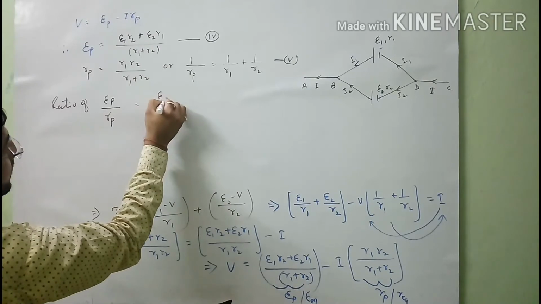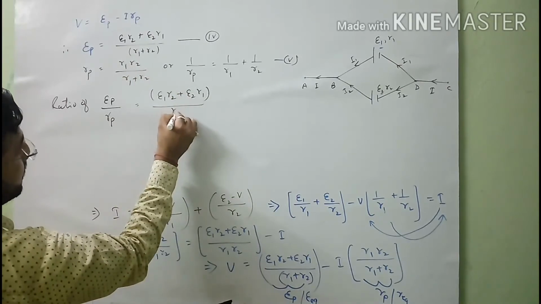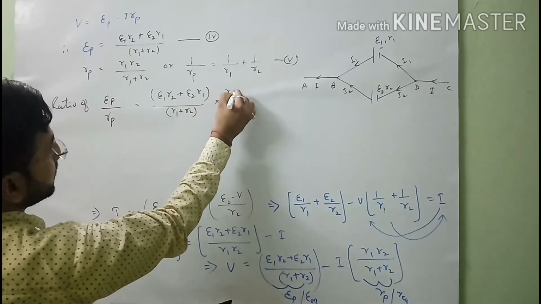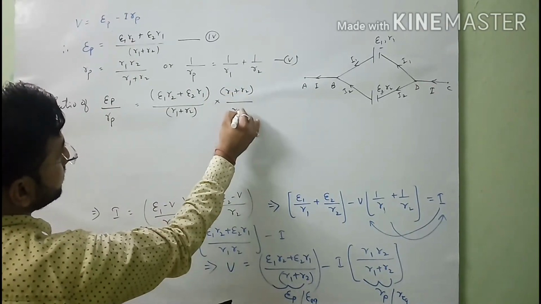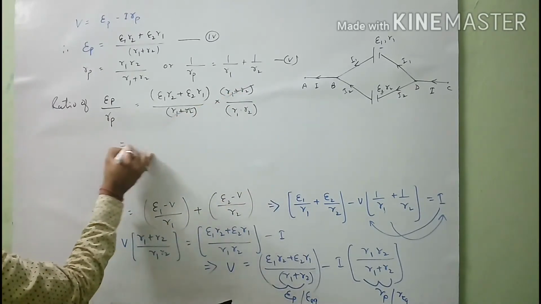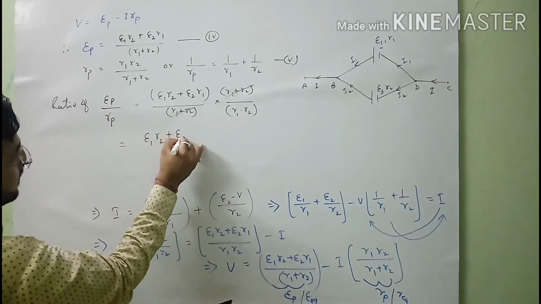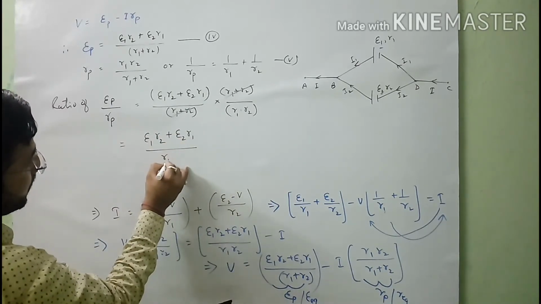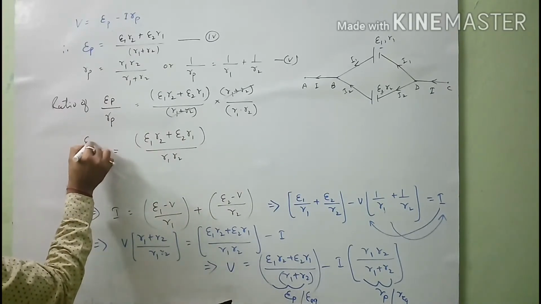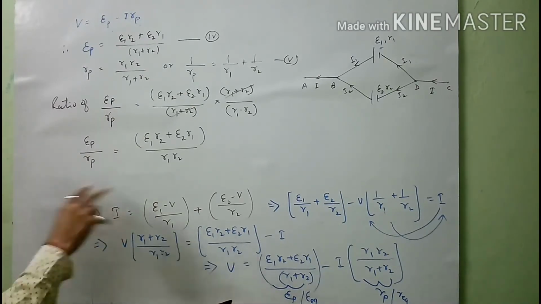So from this equation I will write epsilon 1 R2 plus epsilon 2 R1 over R1 plus R2, and when we divide this part here, the fraction will interchange, and this R1 plus R2 comes upside and this one downside, R1 into R2. So by cancellation of these I will get the final answer, epsilon 1 R2 plus epsilon 2 R1 over R1 R2. Point is clear, student? So this one is the ratio of epsilon P over RP.